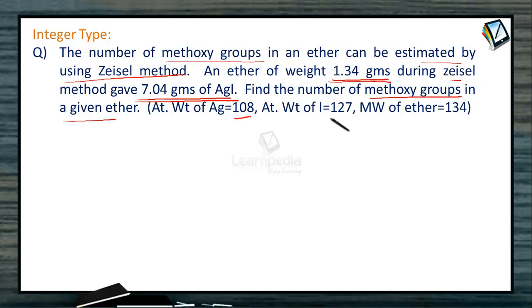Atomic weight of silver is given. Atomic weight of iodine, 127, is given. Molecular weight of ether is 134.